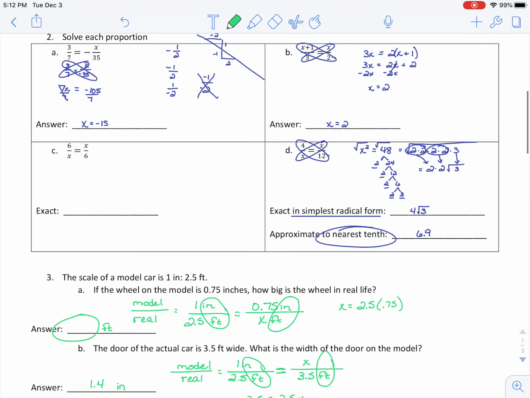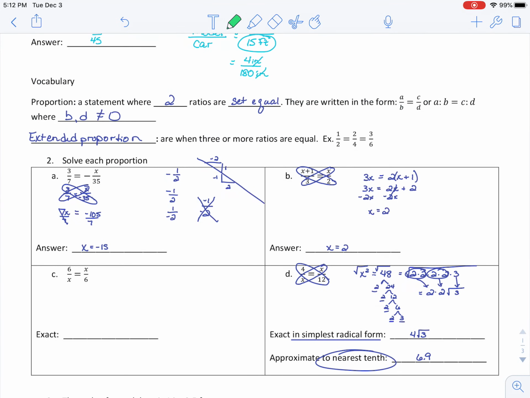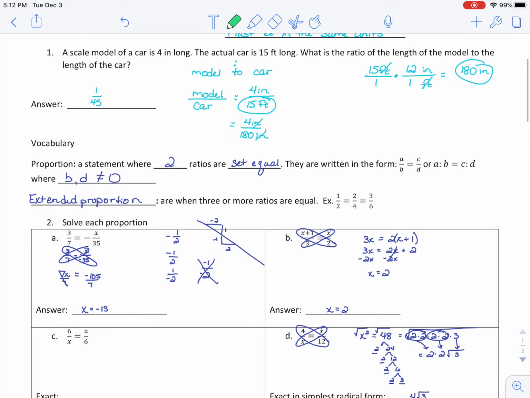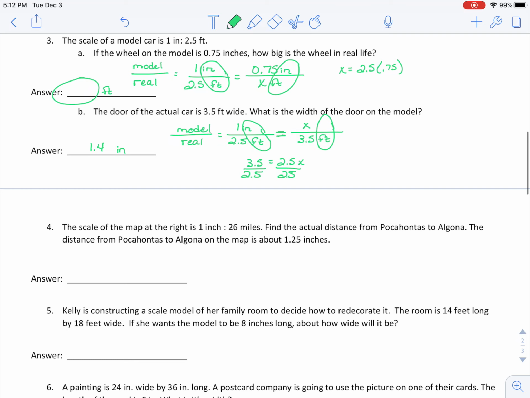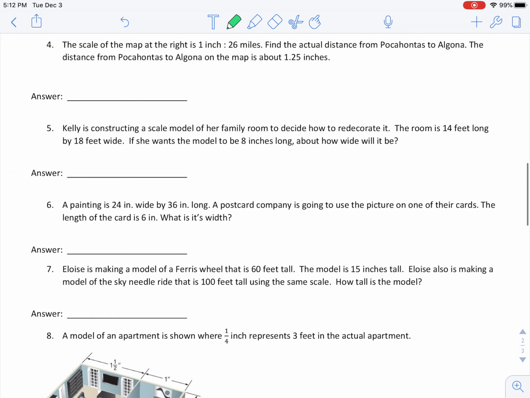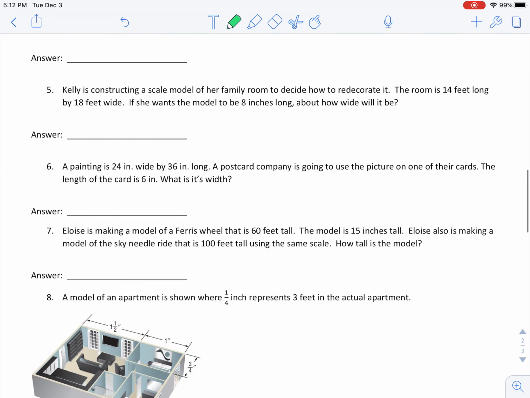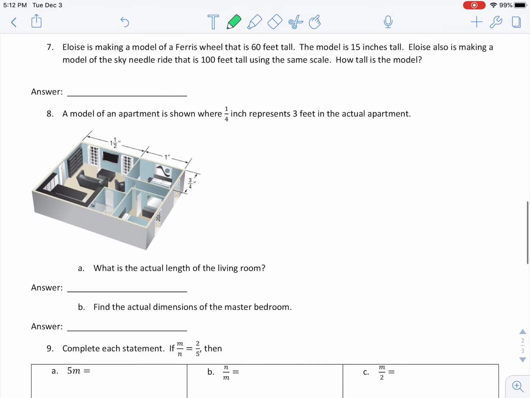That's a lot of what you're going to see for these problems. Yes, you'll get some just solve this proportion. Yes, you'll get some reduce this ratio, but you'll also get these word problem type scenarios. So turn the page. Let's do one more. I'm trying to think of a good one to do. Let's look at number 7.